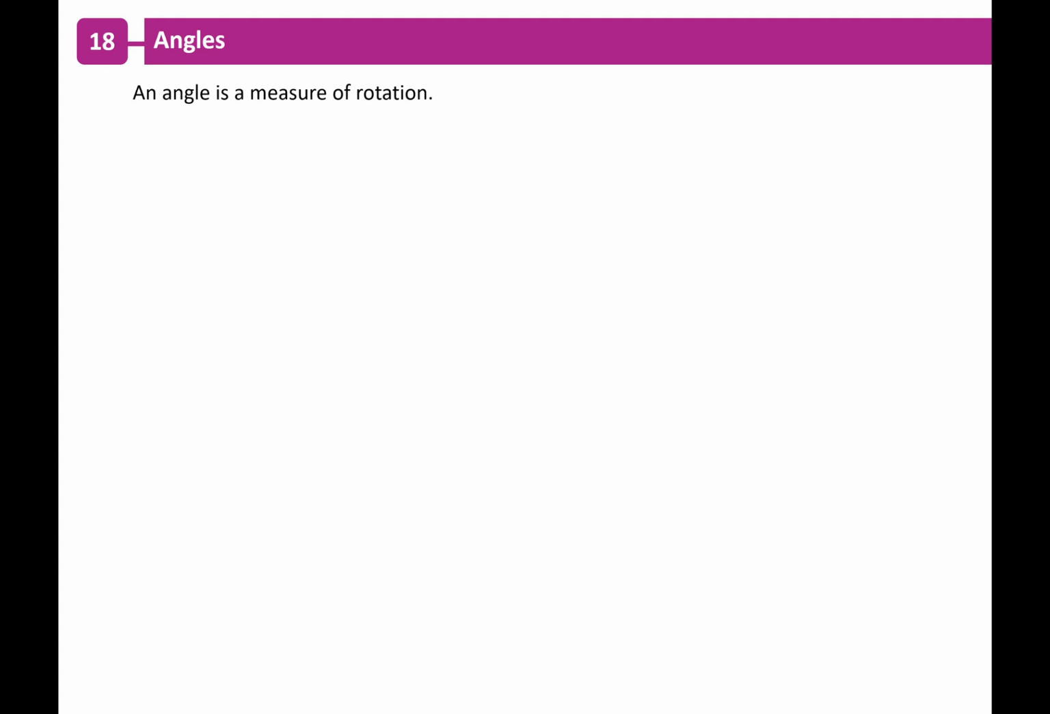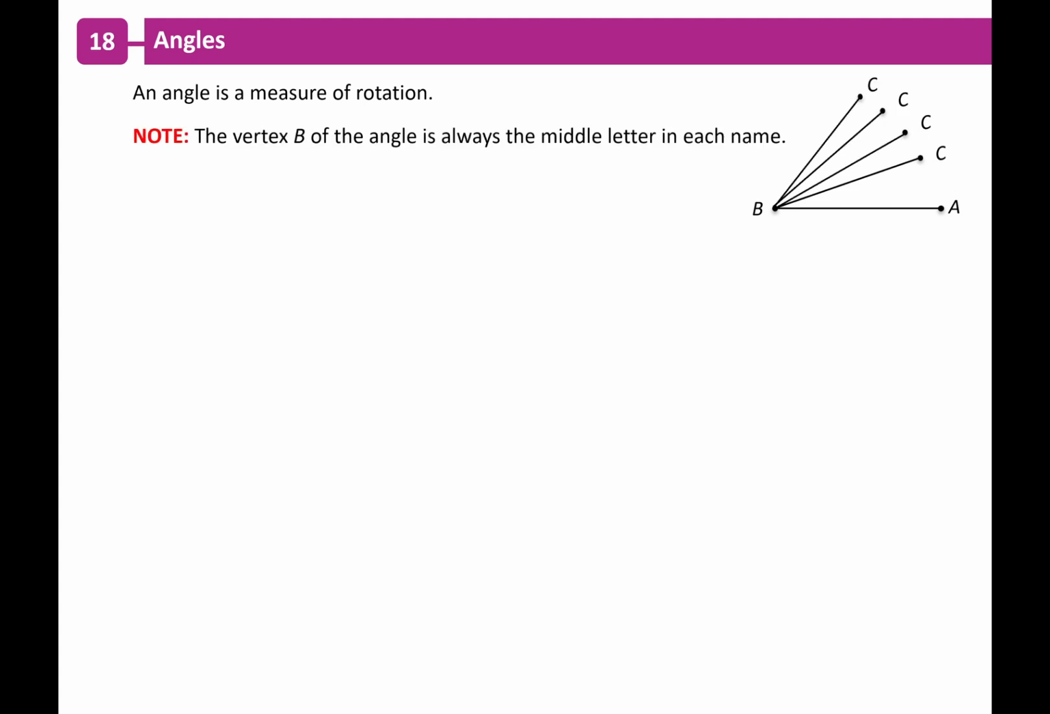Let's just remind ourselves of what an angle is. An angle is a measure of rotation, as shown here. The vertex B of the angle is always the middle letter in each name. So the angle occurs at that corner, at that vertex. And the middle letter tells you where the vertex is. For example, we can call this angle given CAB, ACB, or just angle B.